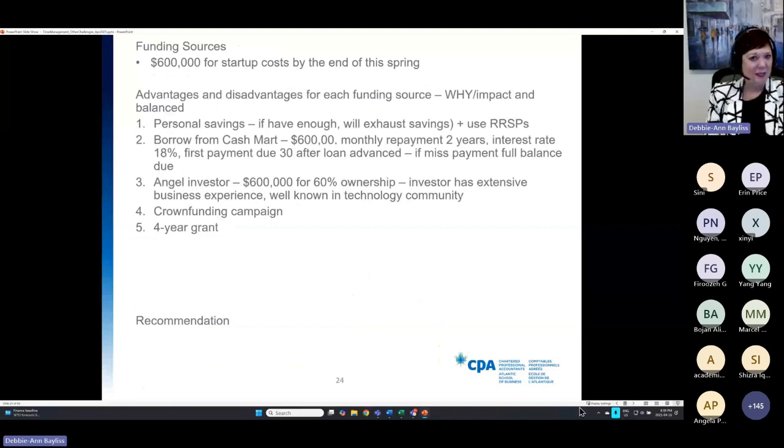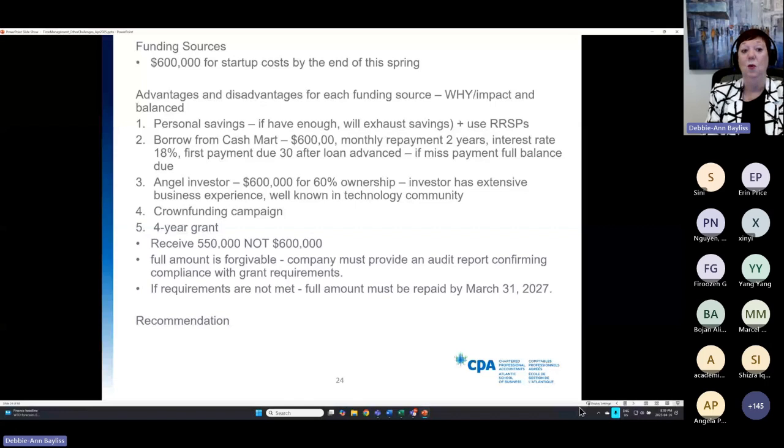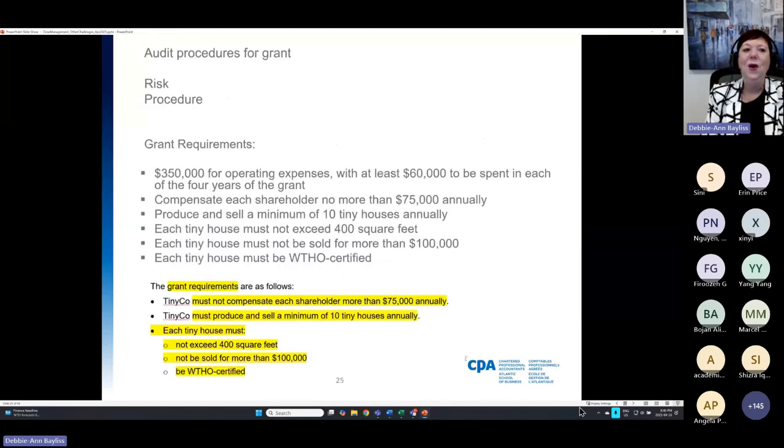So let's add, okay, we had some valuable information there about the grant that we also needed to add under our funding sources. So we're going to add that. 550, not 600. It's fully forgivable as long as they provide an audit report. And if the requirements are not met, the full amount must be paid by March 31st, 2027. So again, I've taken out everything I needed from those appendices, and I have them in either Word or Excel at this point. So here are the different grant requirements.